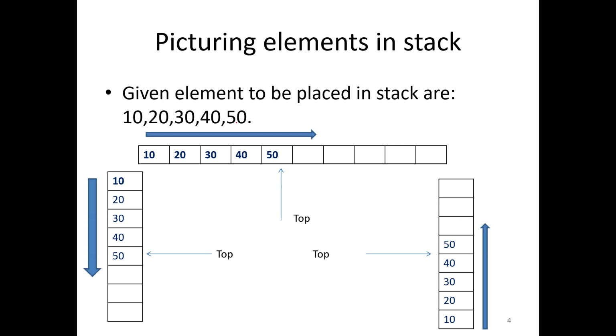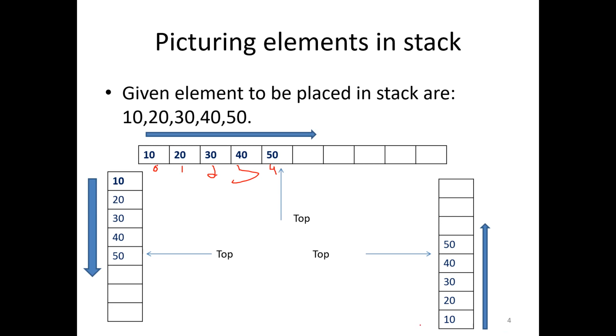Suppose my stack size is 5. Elements are 10, 20, 30, 40, 50. I can represent horizontally where the index is in increasing order. Index 0, or the address, is in increasing order: 0, 1, 2, 3 and 4. The stack top is 4, stack size is 5. Only this element can be removed, or to this position an item can be added. Top of the stack is 4. This is one way of representing the stack.